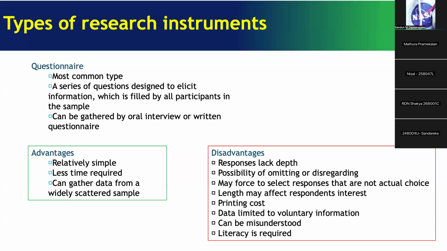Then possibility of omitting or disregarding. Sometimes, if you have read Sherlock Holmes novels, you know that in some cases, some people have omitted or disregarded certain incidents because they think they are not necessary. But they are necessary if you look at the long term. So possibility of omitting, disregarding is something very common in this type of research and these type of instruments, data collection. May force to select responses that are not actual choice.